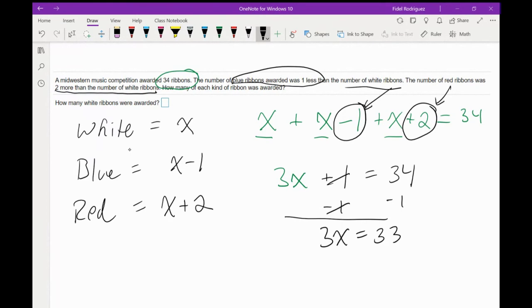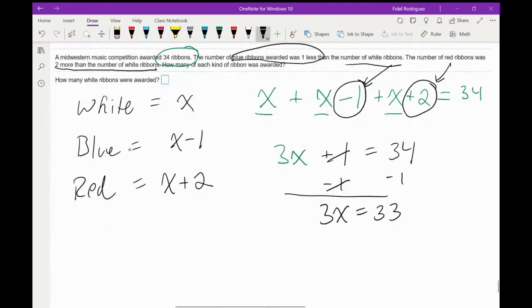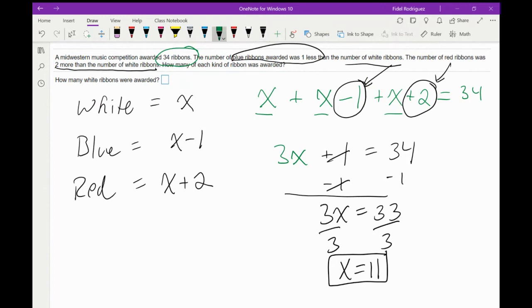3X is equal to 33. Okay, and then we can just go ahead and divide both sides by 3. And I'm coming up with X is equal to 11, right? All right, so then right here, y'all, I'm going to put X is 11.